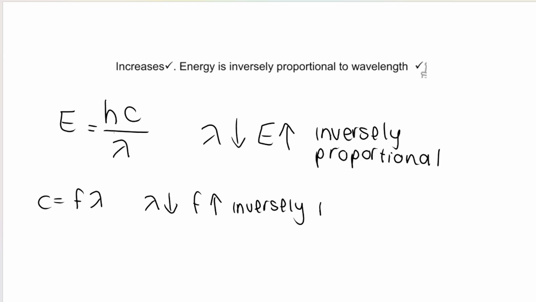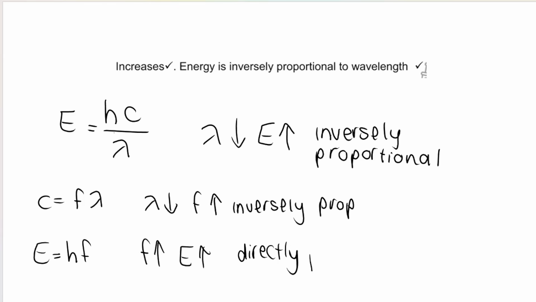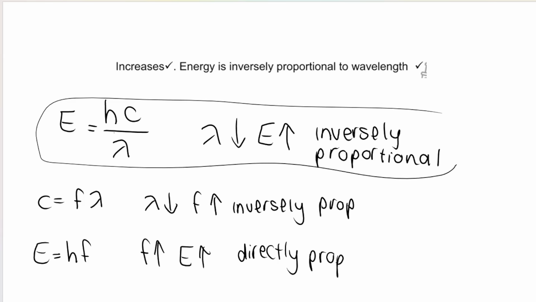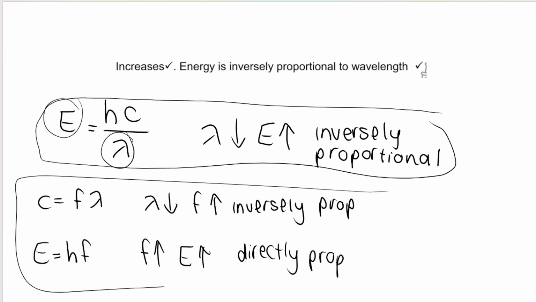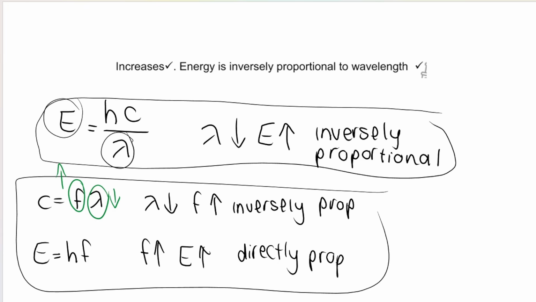That's our first step. Inversely proportional. And if frequency goes up, energy goes up because of this formula. They are directly proportional. So it's kind of like our calculation question. You can either explain it using one formula: if that goes down, that goes up. Or you can do it using two formulas: if this goes down, this one goes up, and if frequency goes up, energy goes up. I hope that makes sense. This is supposed to be a more difficult question to answer.